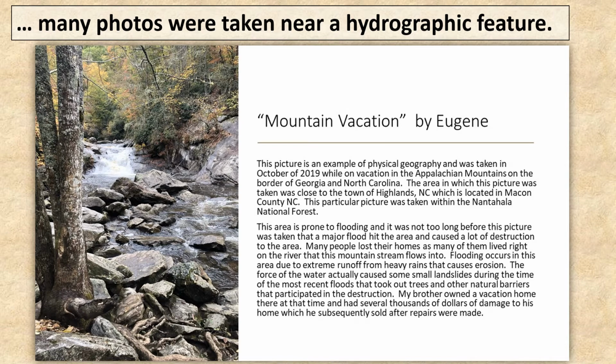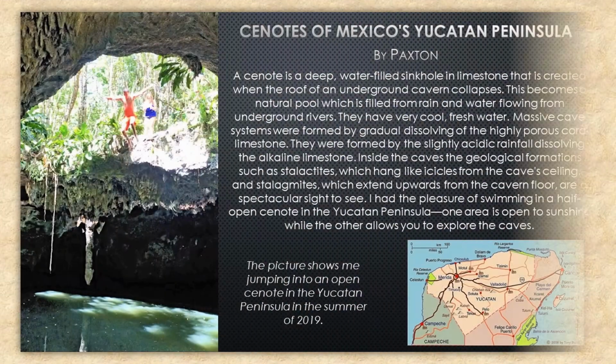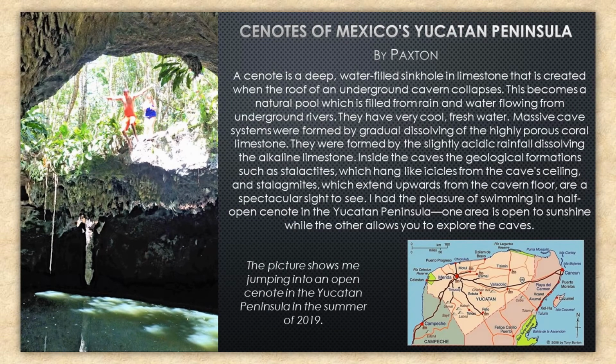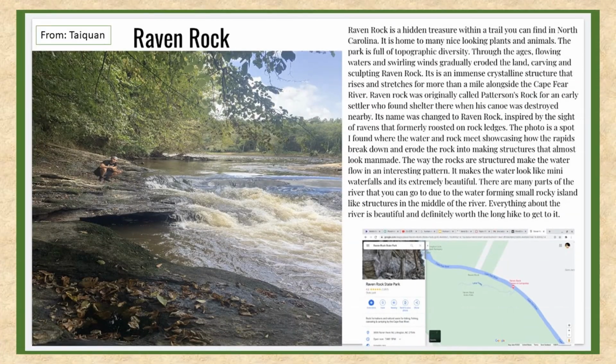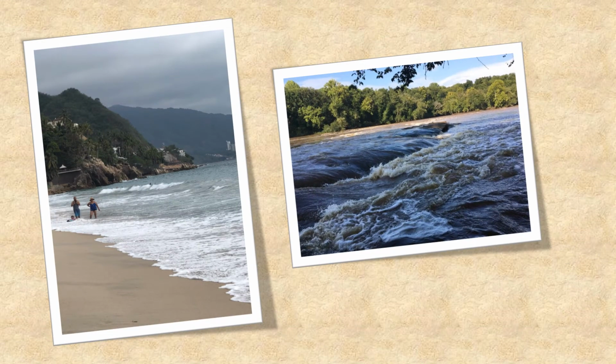There were a lot of photographs of some type of hydrographic feature, either a stream, major river, ocean, lake. A good number of the photographs were of a water body. In this case, cenote in Mexico. Raven Rock. I received pictures of the rapids at Raven Rock. It was common. A lot of water.